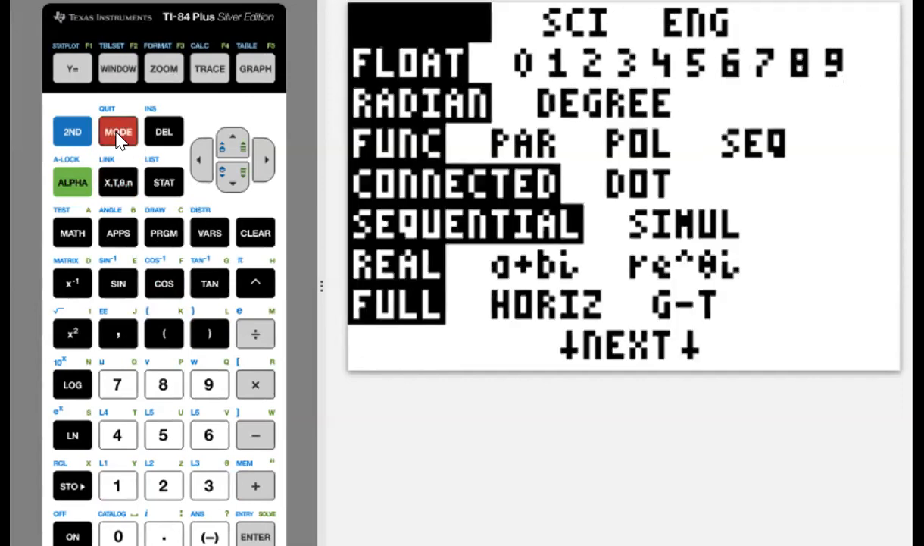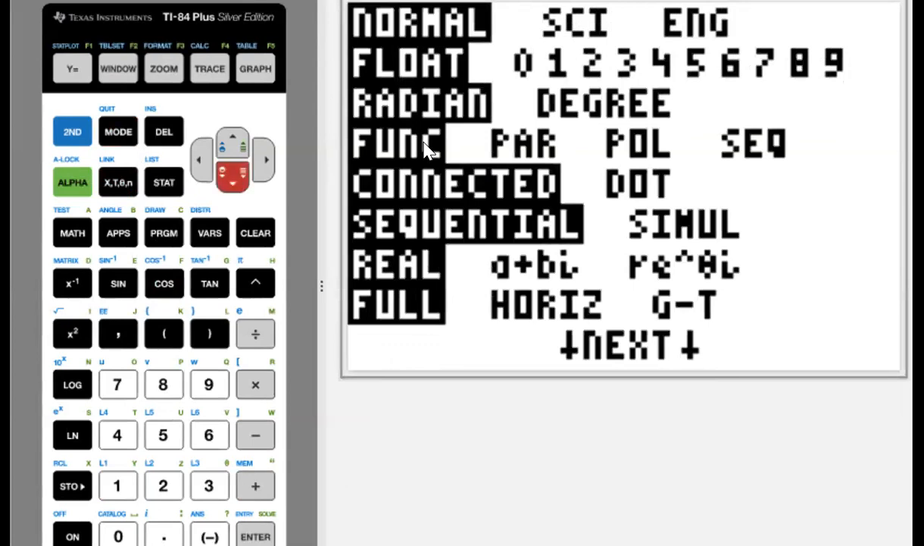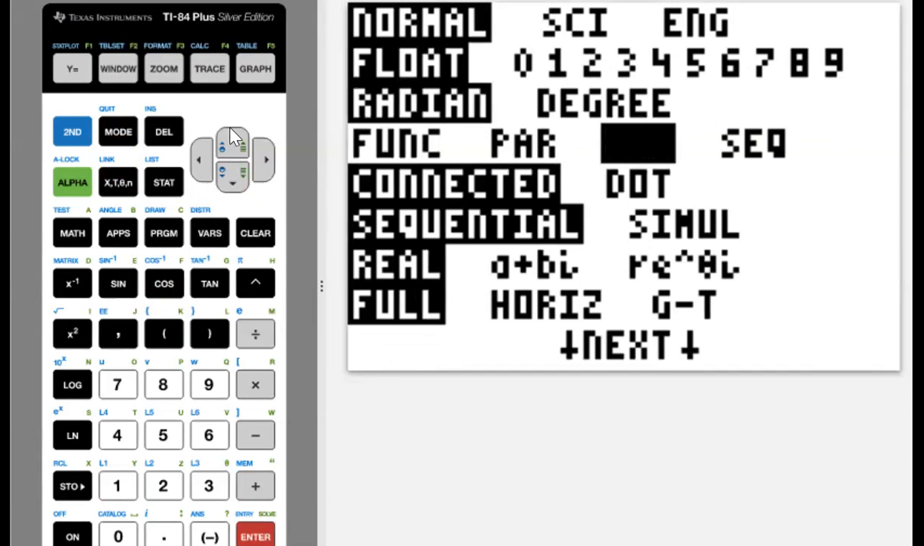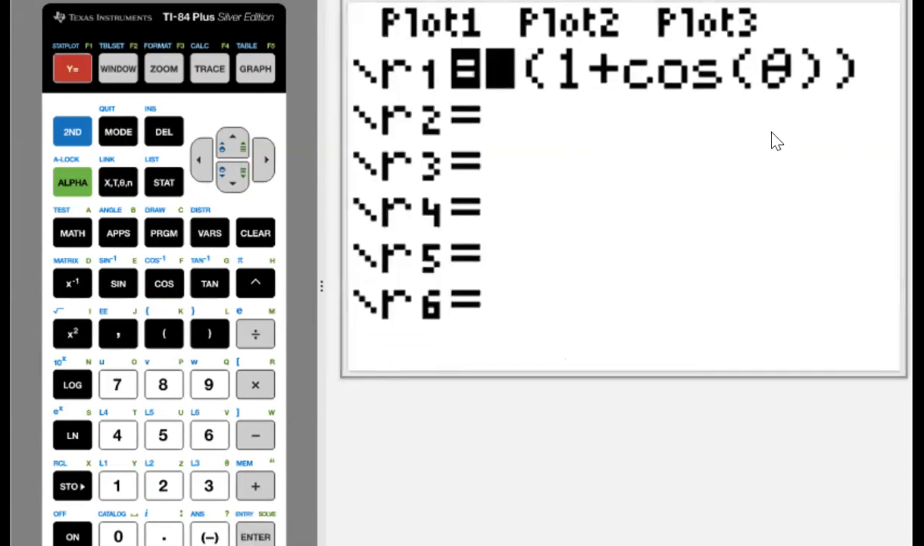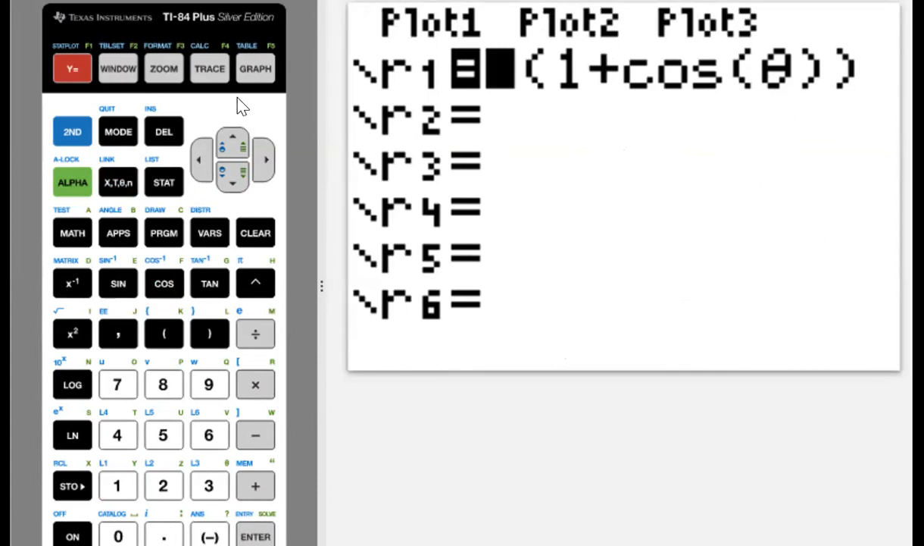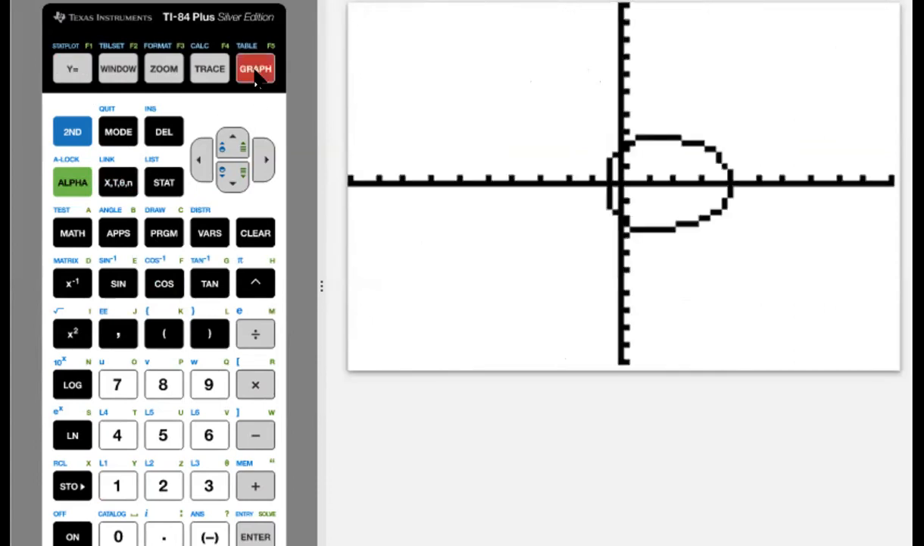Let's check the mode one more time. The mode is not in polar, so I have to make sure the mode is in polar coordinates. So we are good now. Let's go back to the Y=. As you see, the angle theta, which was x before, is now theta, which is what we are looking for. And now we are going to see the graph of this polar function.